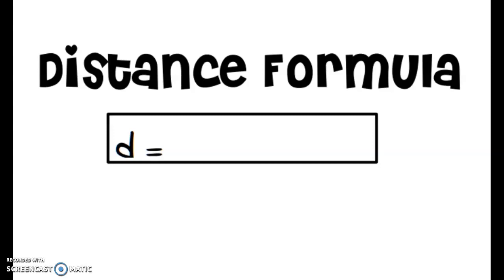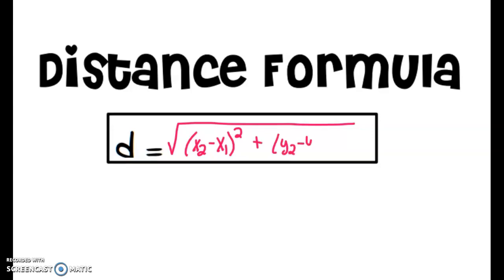So on the front, the distance formula, we have d equals, and then we have one large square root. Underneath that square root, we have, in parentheses, x2 minus x1 squared plus, in parentheses, y2 minus y1 squared. All of that is underneath the square root, and that is the distance formula.